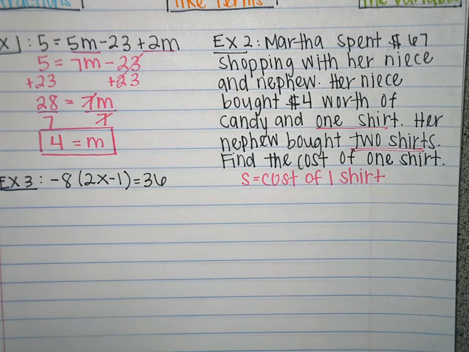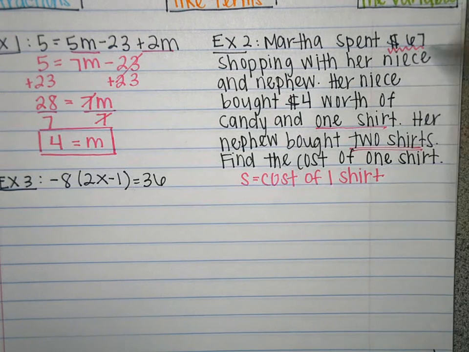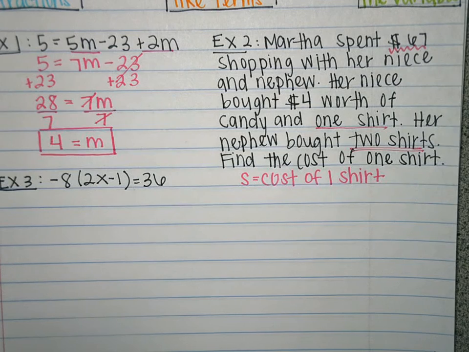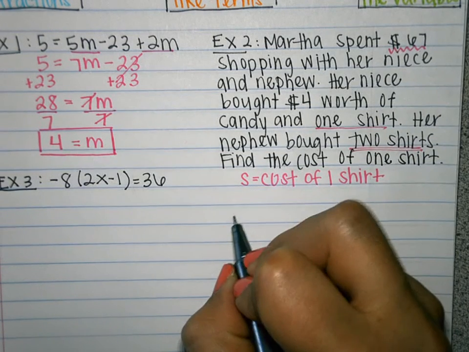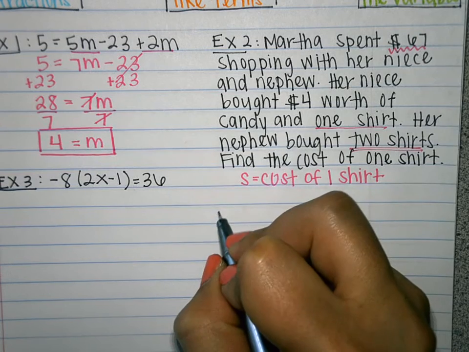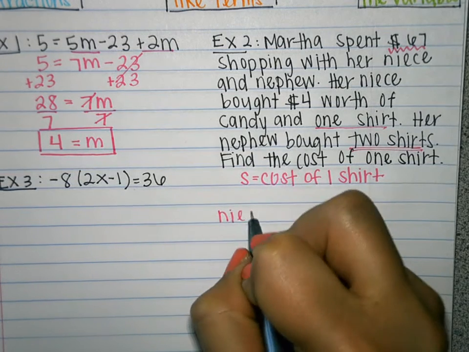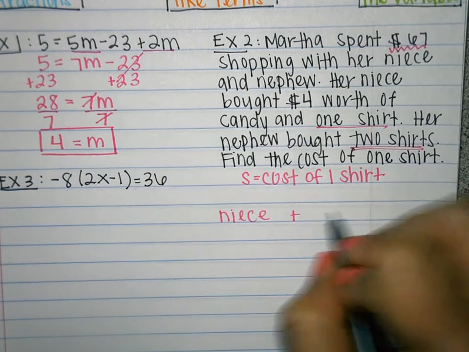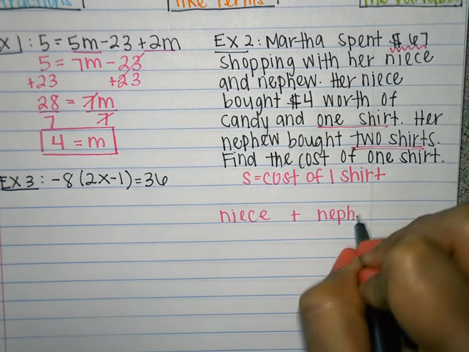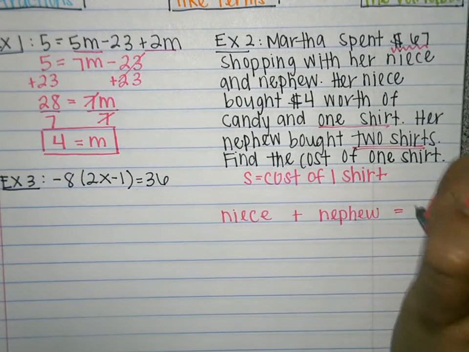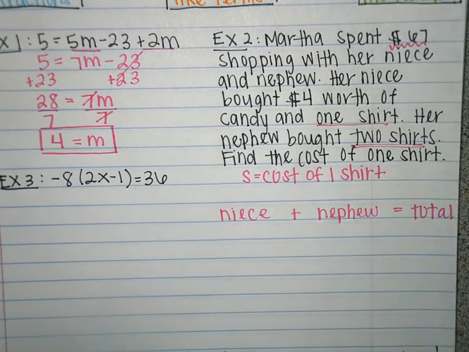And then I'm going to write an equation that represents this problem. So Martha spent a total of $67. But 2 people were buying items, her niece and her nephew. So the total is going to be the cost of her niece's stuff plus the cost of the nephew's stuff, and that should equal the total amount Martha spent.